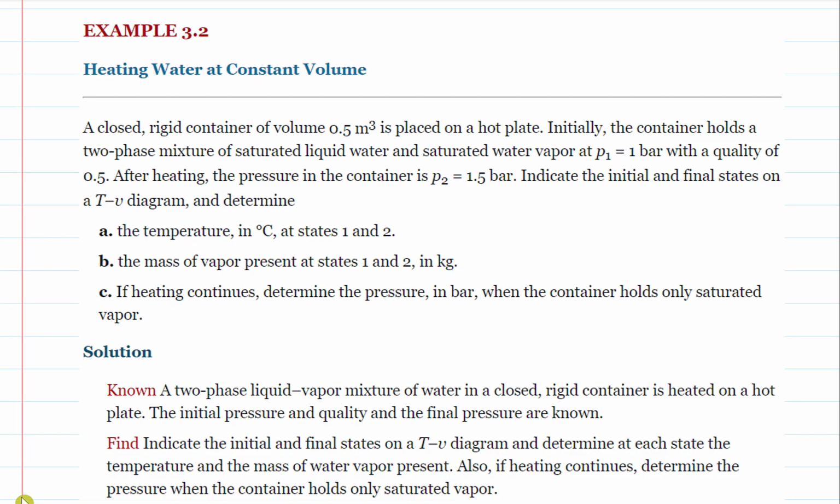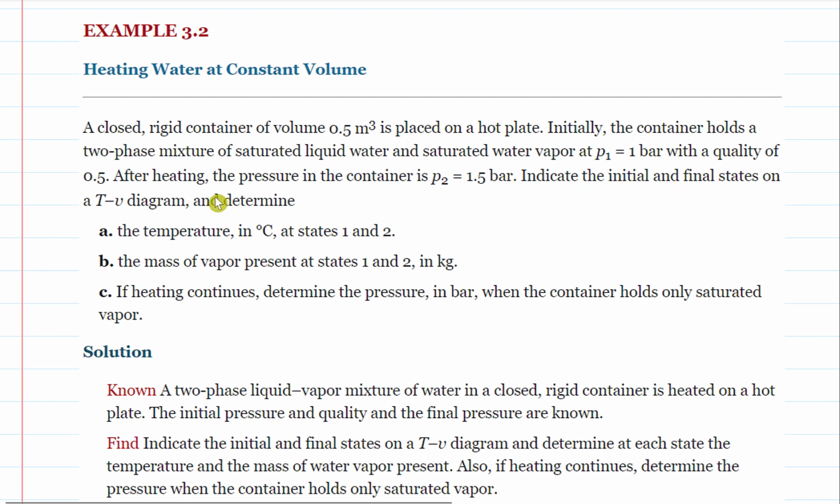Example 3.2. A closed rigid container of volume 0.5 cubic meter is placed on a hot plate. So here rigid tank indicates the volume of the system does not change. Initially the container holds a two-phase mixture of saturated liquid water and saturated water vapor at 1 bar with a quality of 0.5. After heating, the pressure in the container is 1.5 bar.